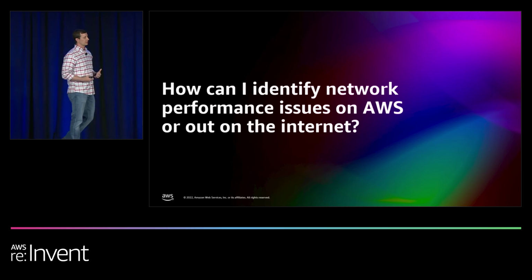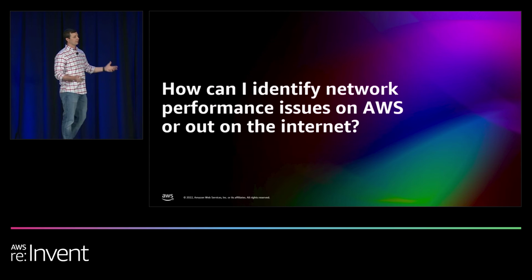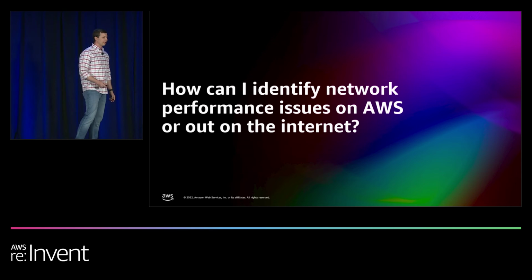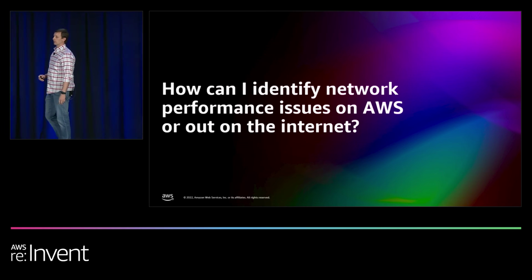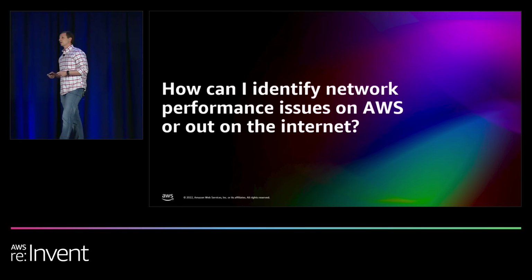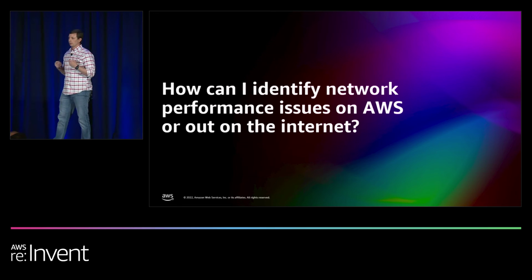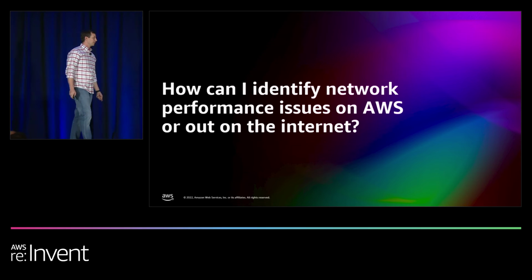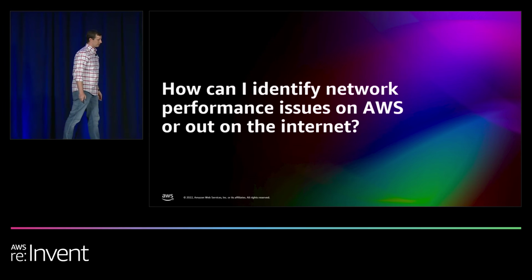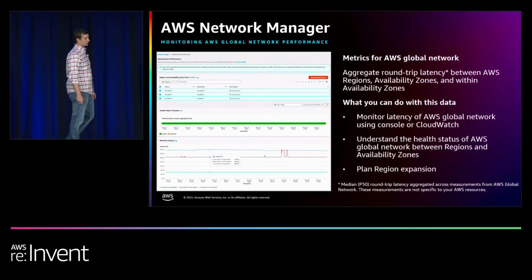But one of the things they came to us saying was, hey, how do we simplify this so we can see whether we're having performance issues on AWS and even whether the internet is having an issue. There are many times where service providers or things connecting into AWS are having an issue that impacts users coming into AWS to connect to your internet-facing applications. At re:Invent this year, we released 2 new features. First one is infrastructure performance.